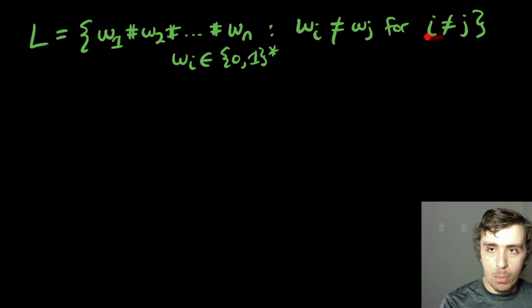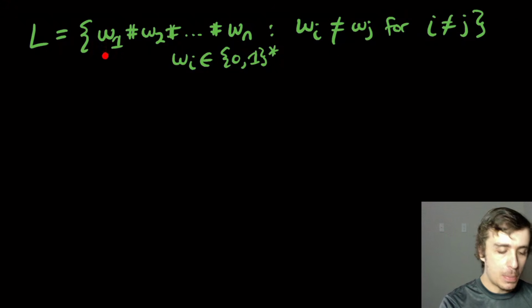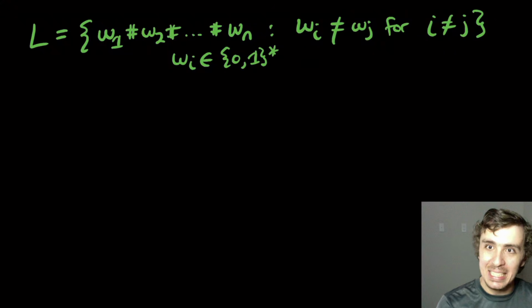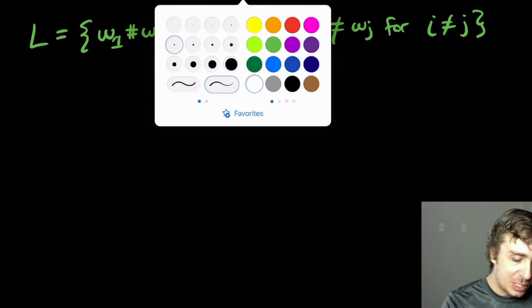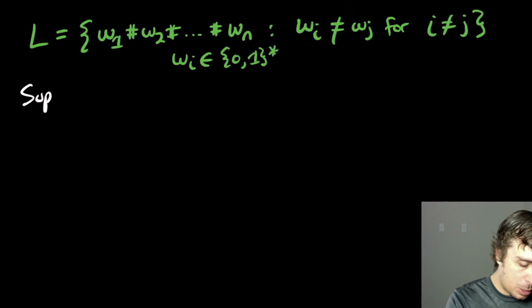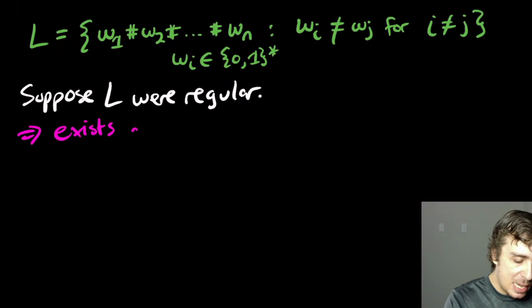This is just a formal way of saying that if you have different indices, then the strings corresponding to them are different. If I look at W1 and W1, then clearly it's equal to itself, so that's not really useful. So let's prove that this thing is not regular. Let's suppose L were regular. Then that means that there exists a pumping constant P for L.